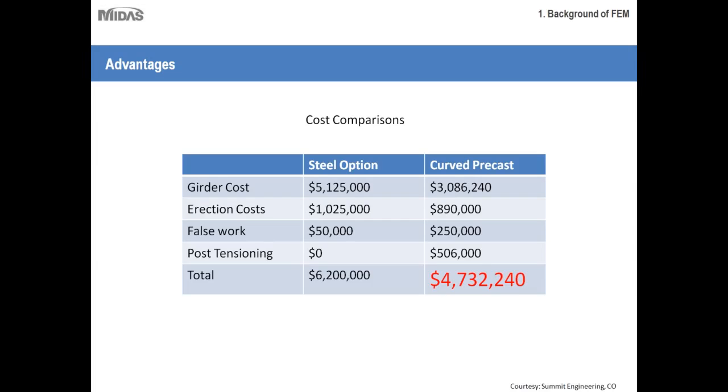And post-tensioning, steel doesn't need any post-tensioning, whereas curved precast girder needs post-tensioning. So even if you take everything into account and add everything up, you will still see curved precast girders are much more economical as compared to their next best option, which is steel.